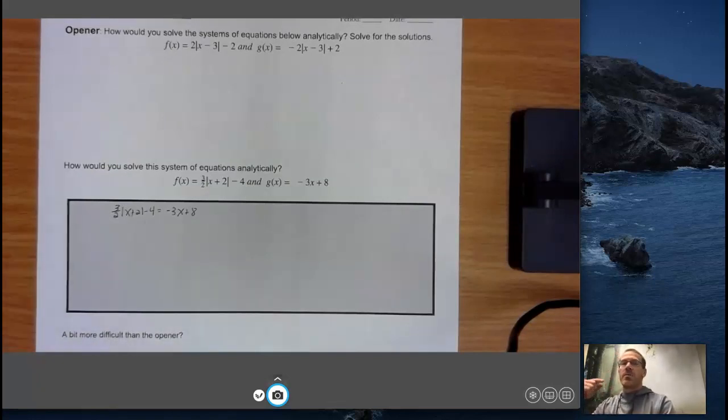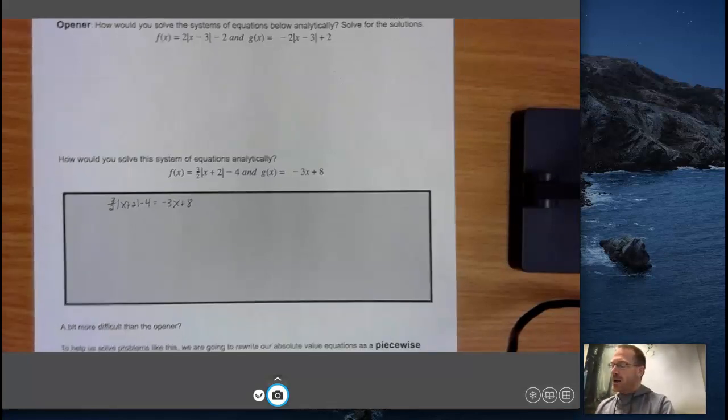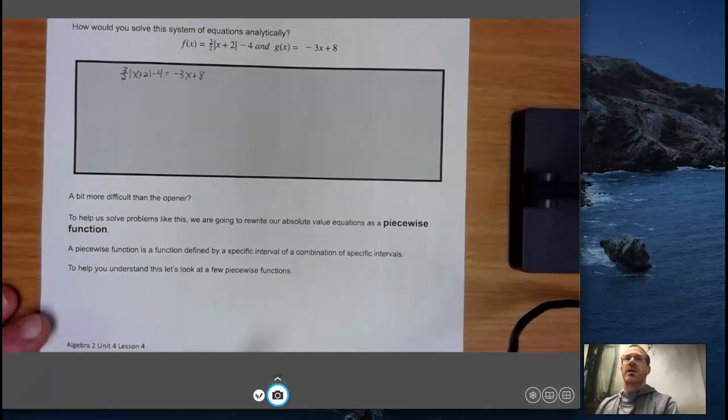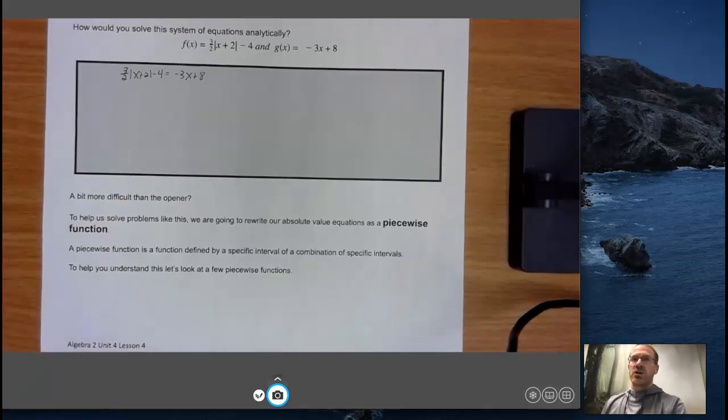So the way we solve this is that we need another tool. And that tool that we need is something called a piecewise function. Now, what a piecewise function is basically, we're going to take multiple functions and put them together to create one graph, one function.